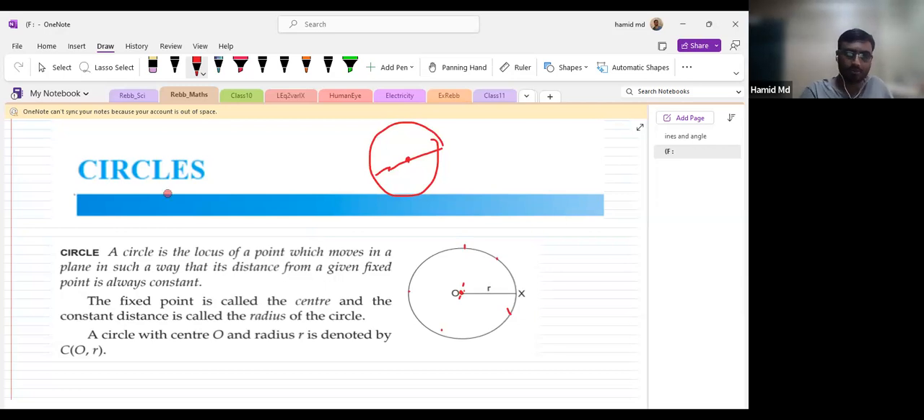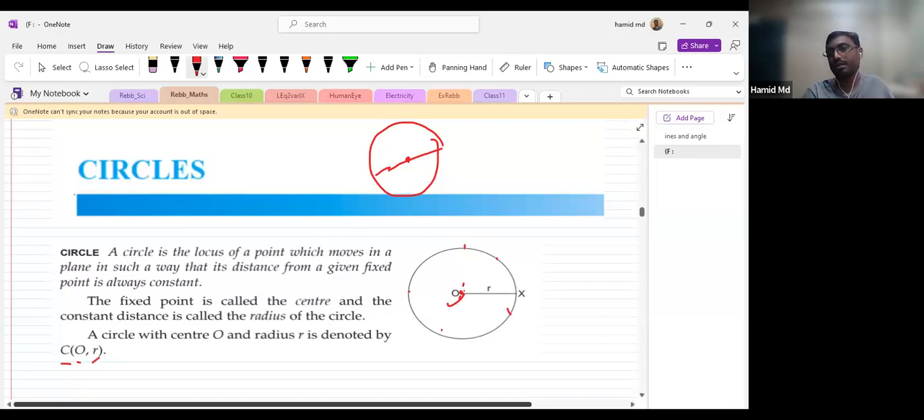So how do we denote the circle? We denote it as C for circle, O for the origin, and R for the radius. The fixed point is called the center, and the constant distance is called the radius.